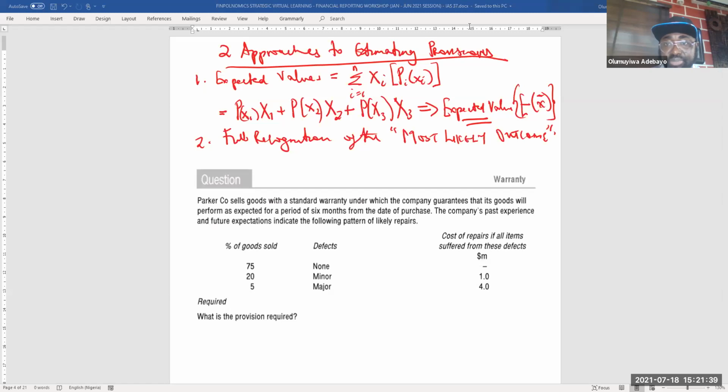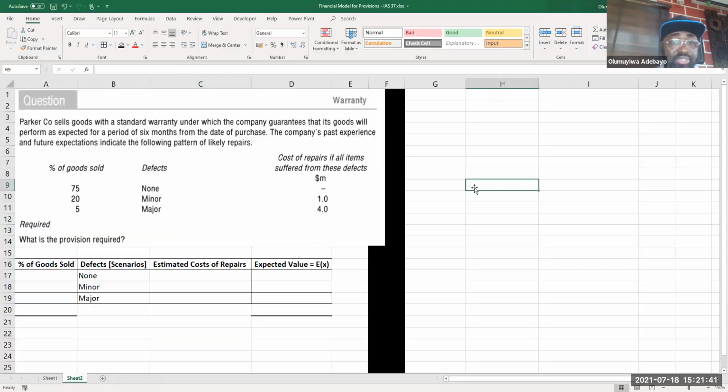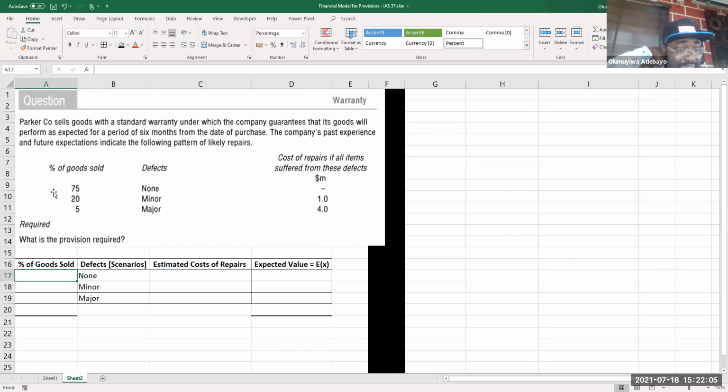Okay. Now let's model it, since you all agree that it is expected value. We identify the states of nature, which are the scenarios. The scenarios of defect: we assume no defects, we assume minor defects, and we assume what? Major defects. Based on our past experience and data, most of the time, 75% are not defective.